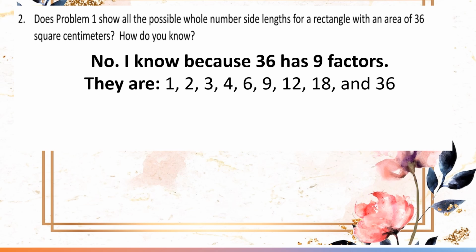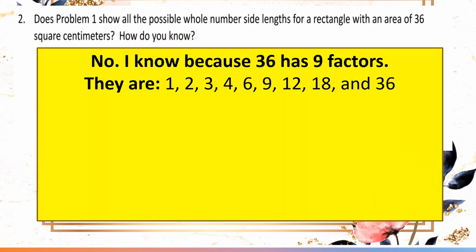So the answer to this question is no, it doesn't. And I know because 36 has 9 factors. They are 1, 2, 3, 4, 6, 9, 12, 18, and 36. Now remember, factors are numbers that you can multiply together to get a product. And let's go ahead and go over the factors that you can multiply together to get the product of 36.